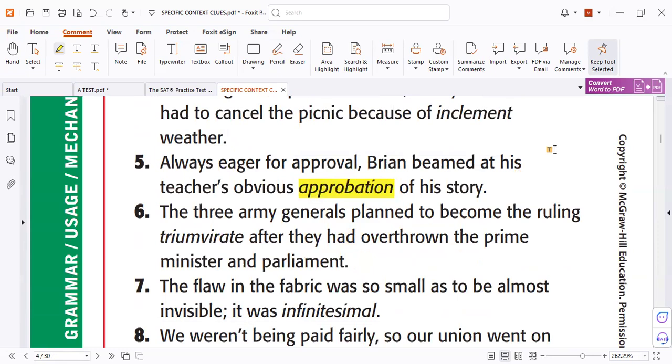Maybe something like appreciation and commendation, like praise. So this could be lovely, approval. And he said "beamed," so that means he was expecting approval for his study. So approbation means approval.